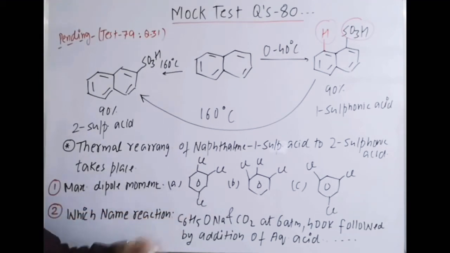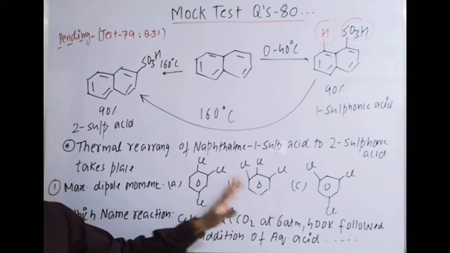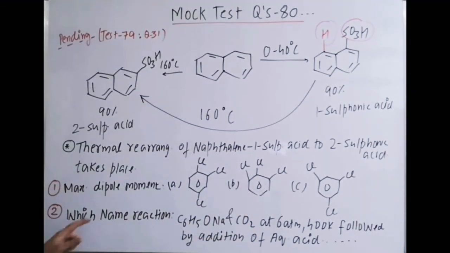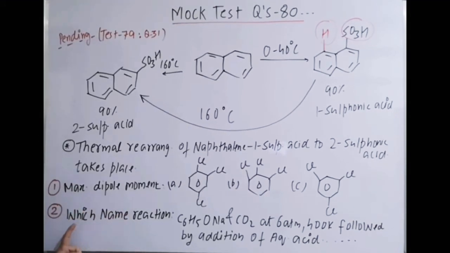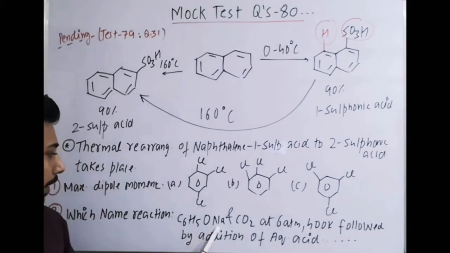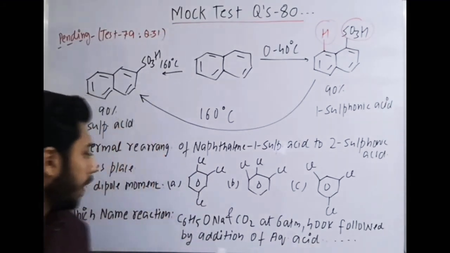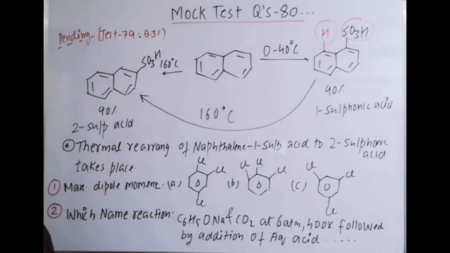Maximum dipole moment: you have to identify among these three compounds which has the maximum dipole moment. Okay, you can pause this video and try this question. Next question: which named reaction is it? C6H5O⁻Na⁺, phenoxide ion, plus CO2 at 6 atmosphere and 400 Kelvin temperature, followed by addition of aqueous acid. Pause this video, try this question. I am answering question number 1.